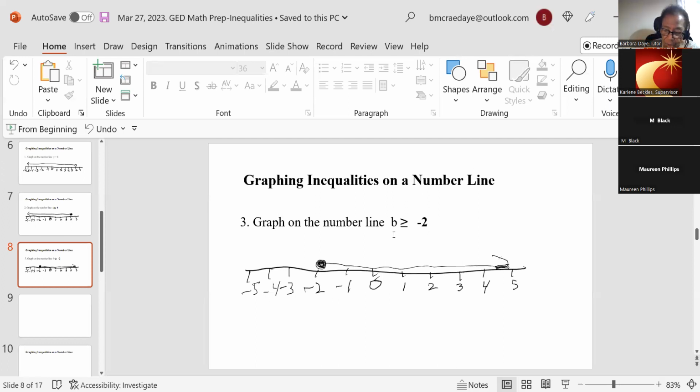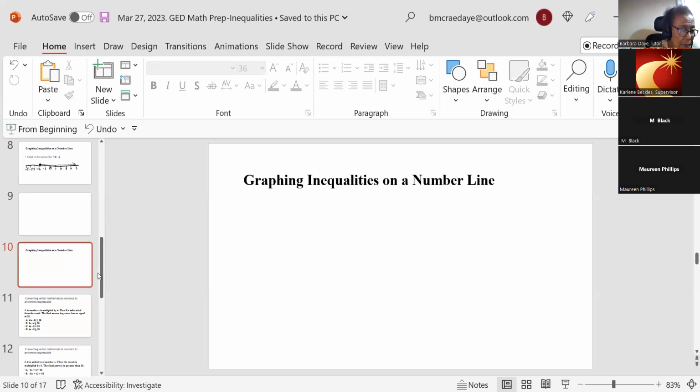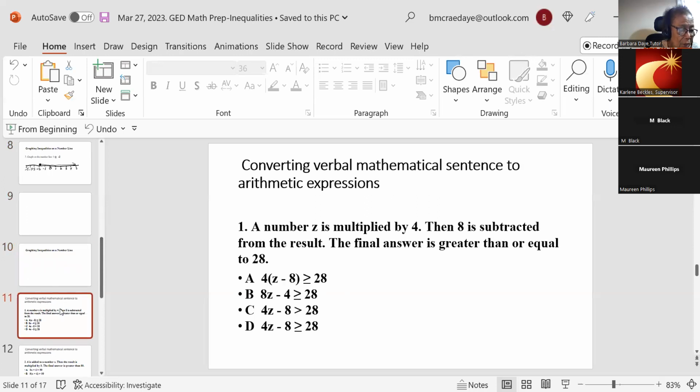Okay, now we want to look at, I think what I had here, let's see. Okay. All right, now we want to convert some mathematical sentences to arithmetic expressions and show them as inequalities. So you read this expression and tell me which choice matches it. So Maureen, I'll give you a couple of minutes. You read this and tell me which one is correct.